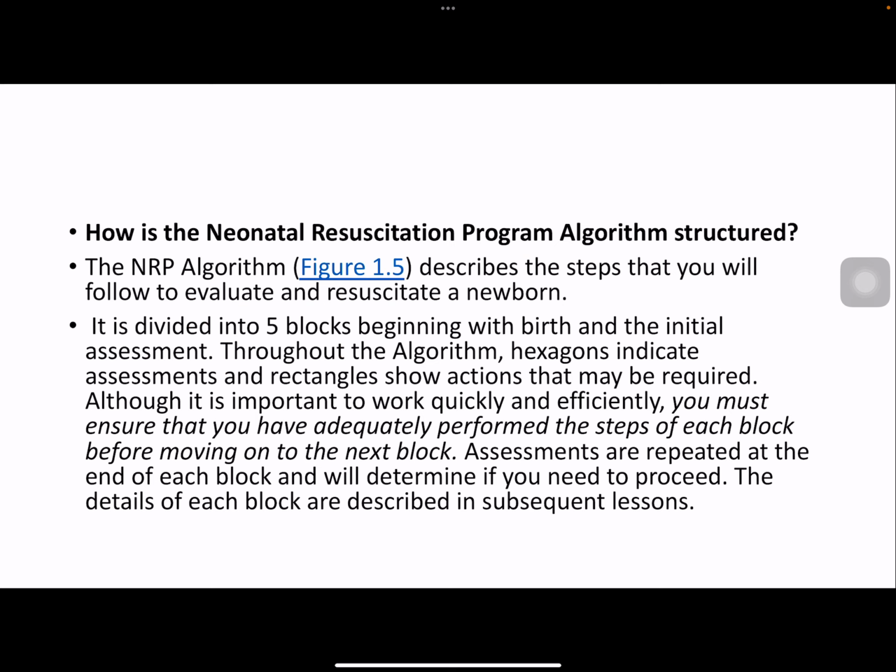So how is the neonatal resuscitation program algorithm structured? The first thing you need to know is something called the NRP algorithm. I'll show you the NRP algorithm. It describes the steps that you will follow to evaluate and resuscitate a newborn. It is divided into 5 blocks, beginning with birth and the initial assessment. So it is 5 blocks.